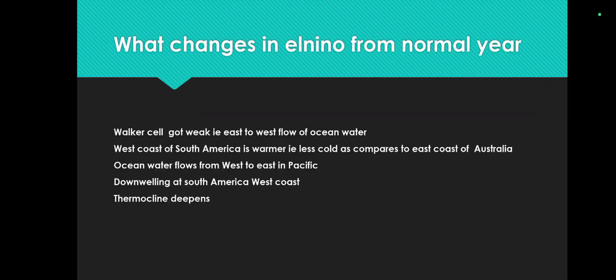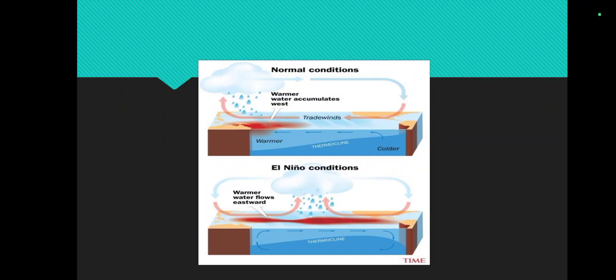So in El Nino, ocean water flows from west to east in the Pacific and there is downwelling at the South America west coast, and here the thermocline deepens. Just now I showed you how the thermocline deepens in the El Nino year, and there is downwelling in the El Nino time. During El Nino, ocean water moves from west to east, and there is downwelling at the South American west coast, and the thermocline gets deeper.